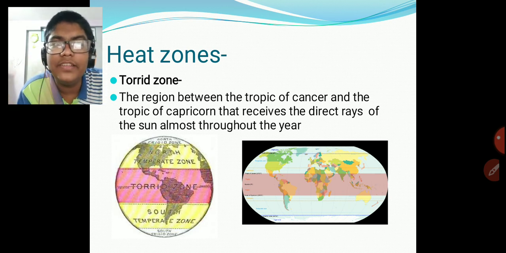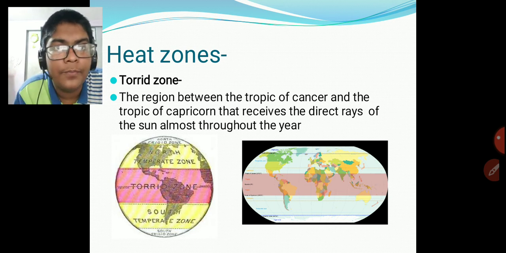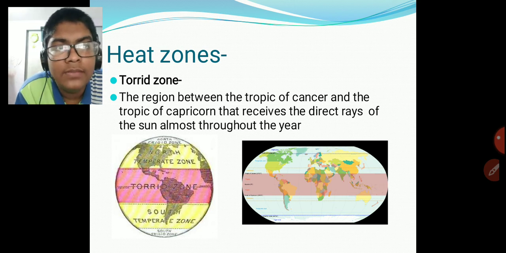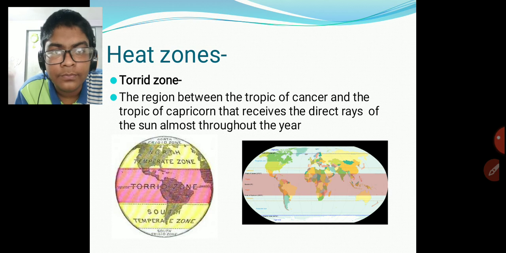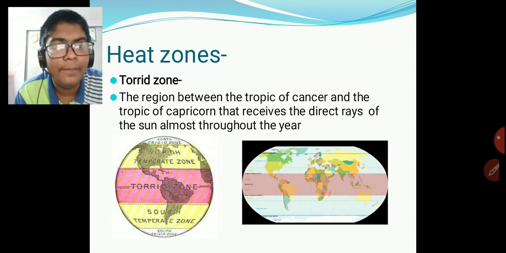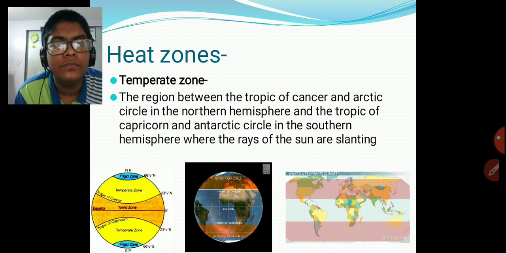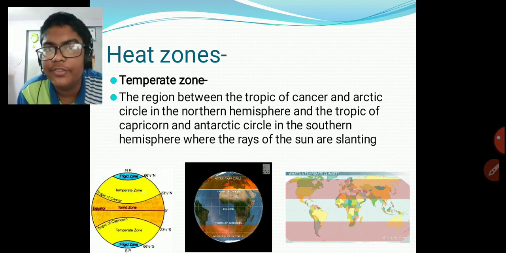The first is the torrid zone, which is between the Tropic of Capricorn and the Tropic of Cancer. The region between them receives direct sun rays almost throughout the year. As it's situated in the middle, the sun's rays always come direct throughout the year. So it's usually hot.